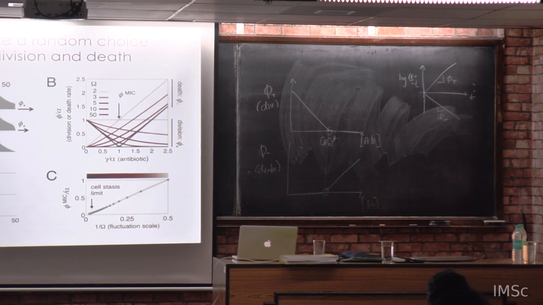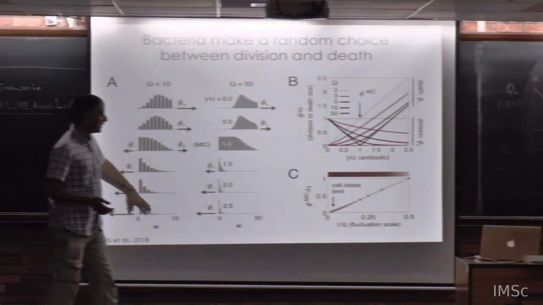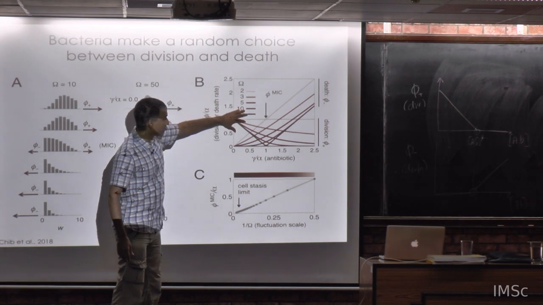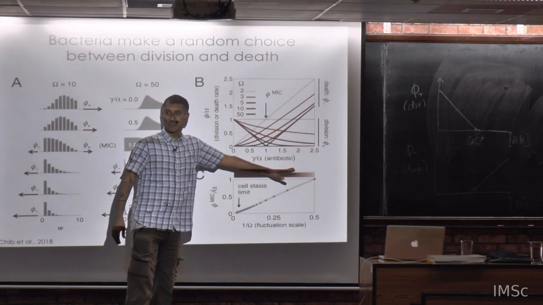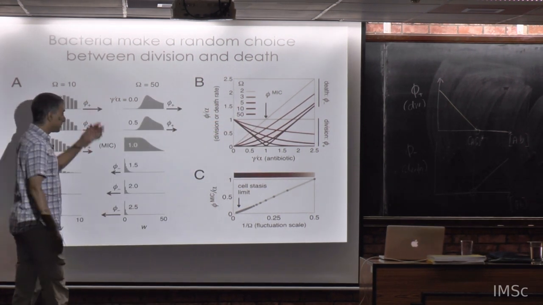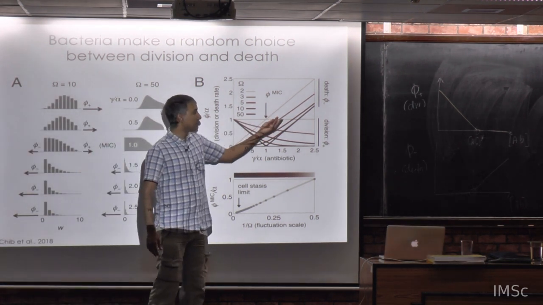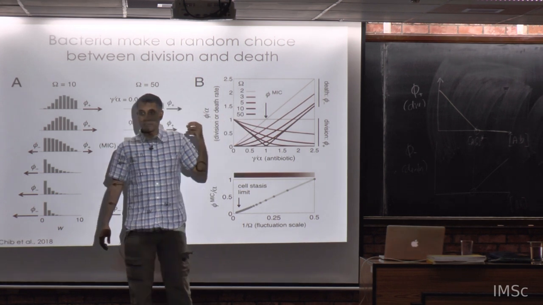Okay. So, when you look at this model, what does it actually show? I can plot the division rate, which I have plotted on this side. The division rates are all the curves that are going down as a function of antibiotic. I can plot the death rates, which are all the curves on this side. The death rate curves are the ones that are going up as a function of antibiotics.